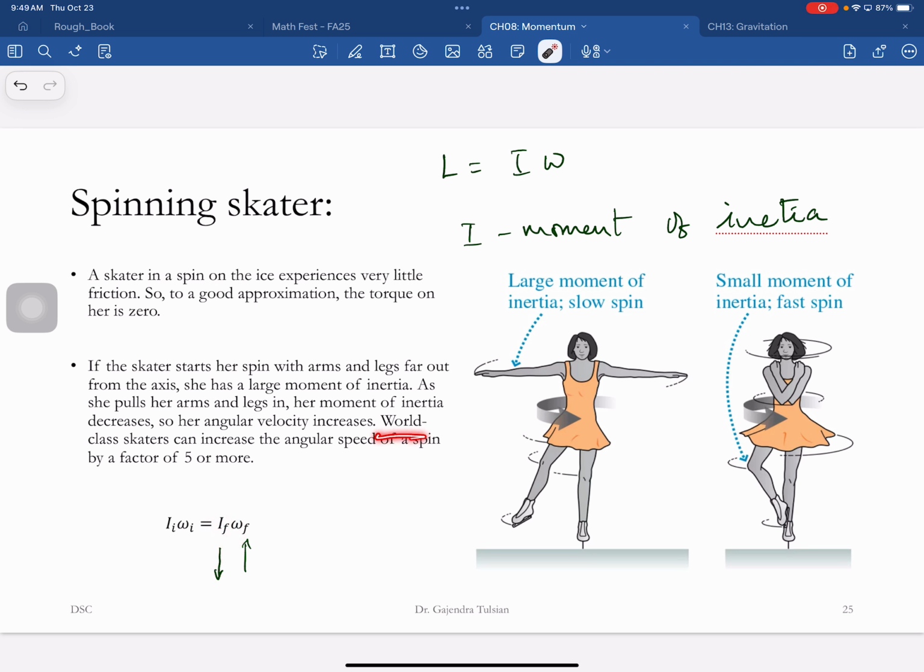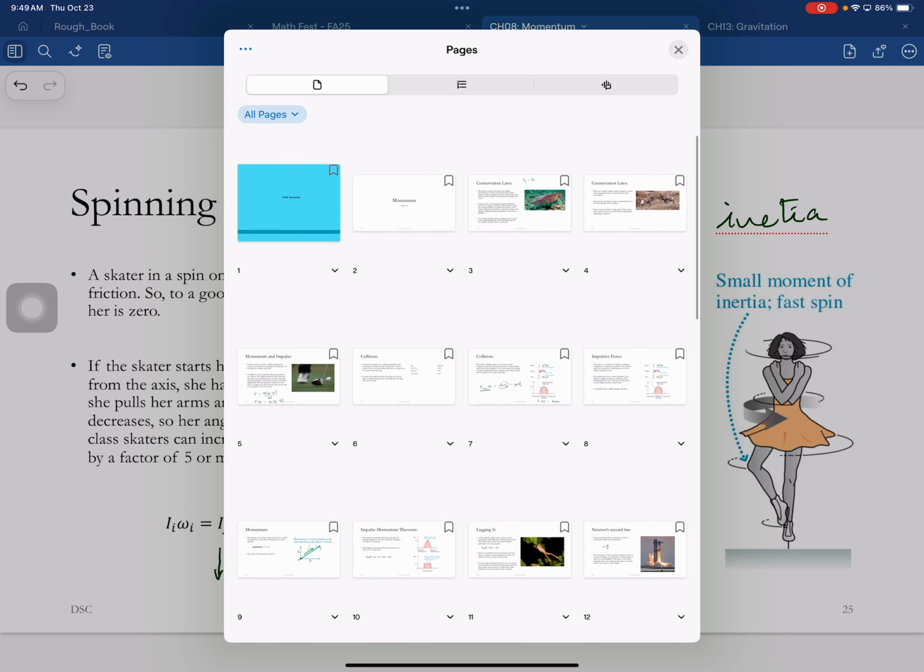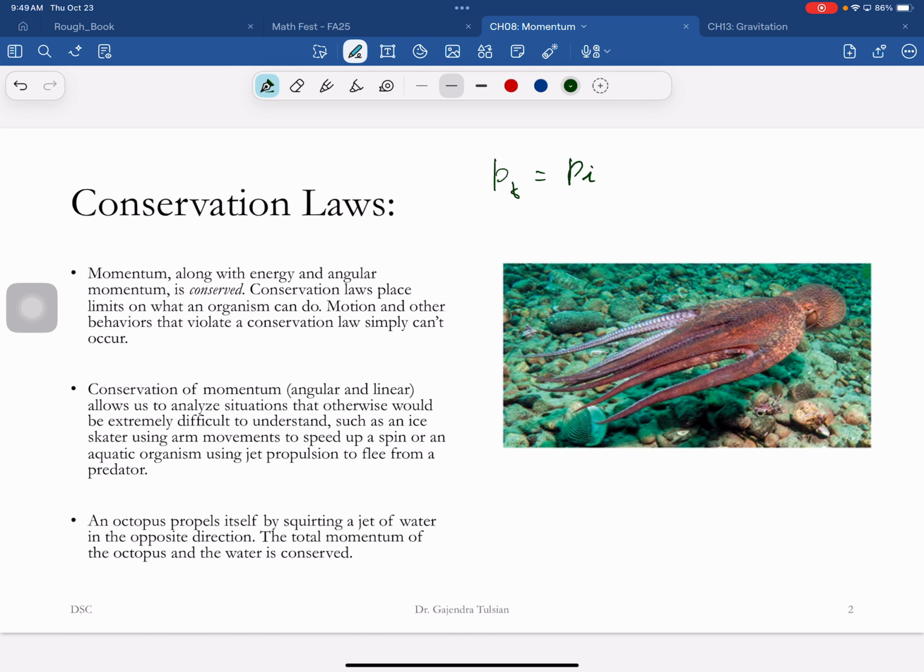In fact, world-class skaters can increase their angular speed by a factor of 5. So they can spin 5 times faster than the starting angular velocity. They're able to reduce their moment of inertia by a factor of 5. It would be extremely difficult to understand that kind of phenomenon without using conservation laws.